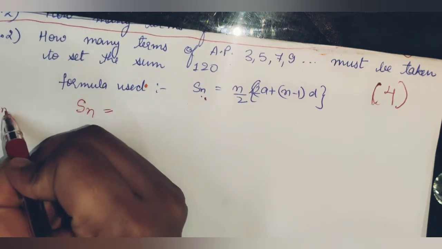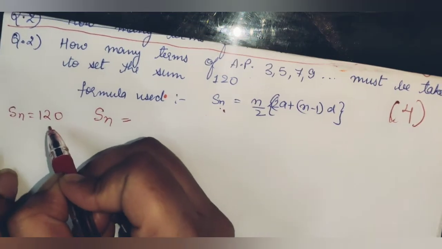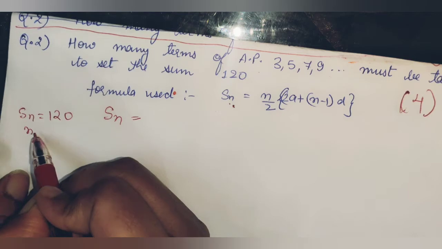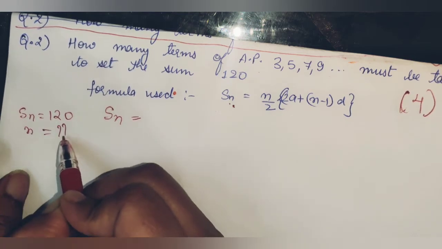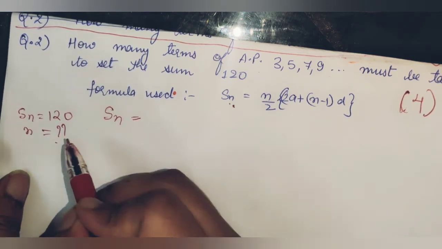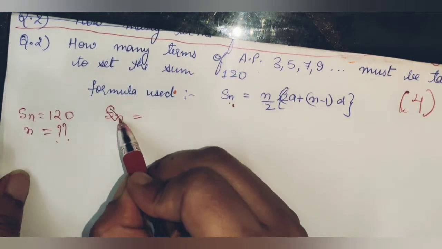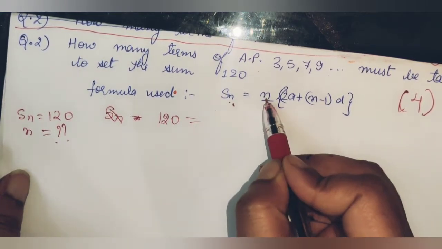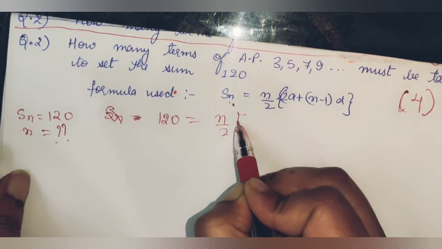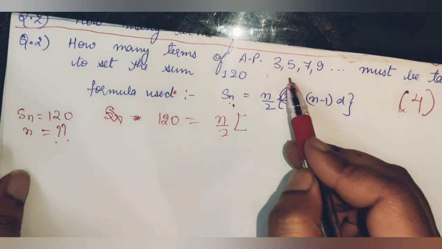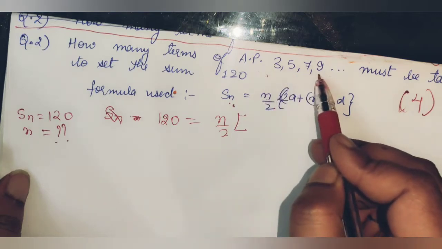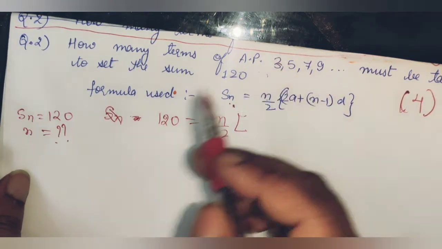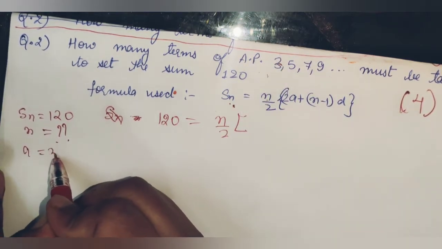Sn is given as 120, but n is not given, and we have to calculate n only. So putting Sn equal to 120, n we don't know. We know a, because in this series we can clearly see that a is 3. So I am writing it here, a is 3.